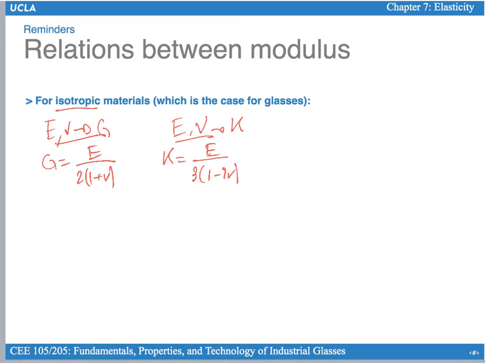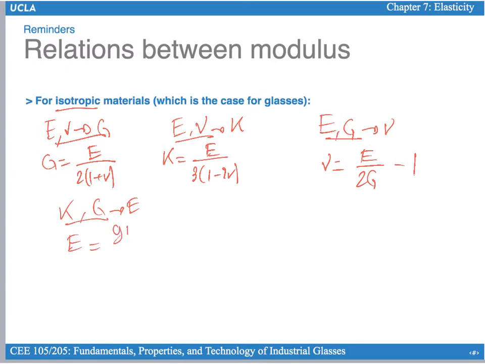If what you know is, for example, the Young's modulus and the shear modulus, then you can calculate, for example, the Poisson's ratio. So Poisson's ratio in that case would be given by the ratio of the Young's modulus divided by 2 times the shear modulus, minus 1. And last example, if you know the bulk modulus and the shear modulus, then you can calculate the Young's modulus by the following expression: the Young's modulus is given by 9 times the product of the bulk modulus times the shear modulus, divided by 3 times the bulk modulus plus the shear modulus.